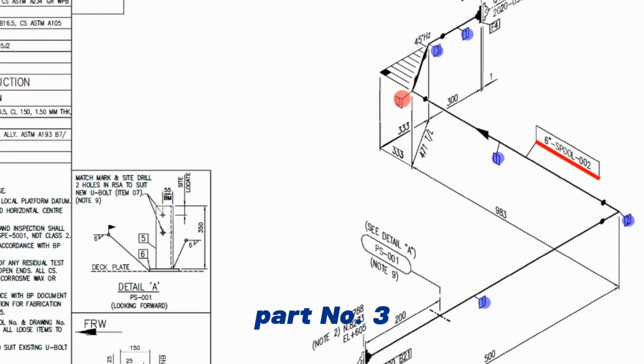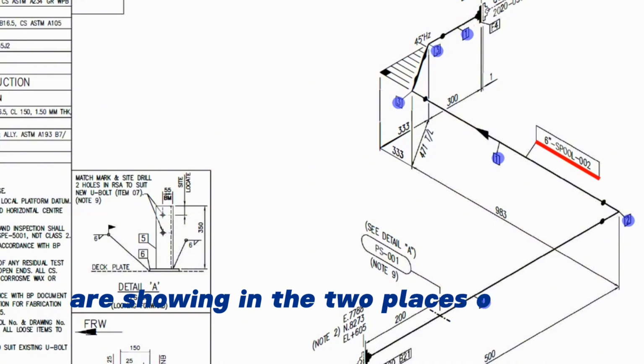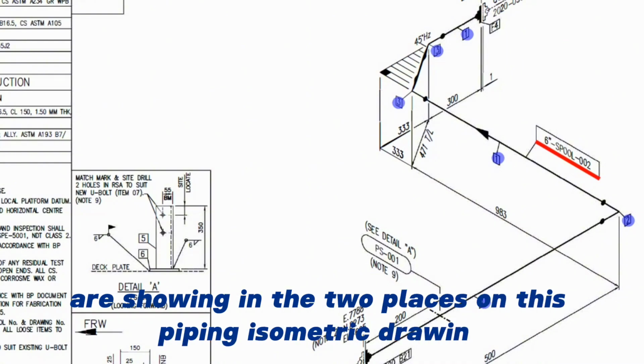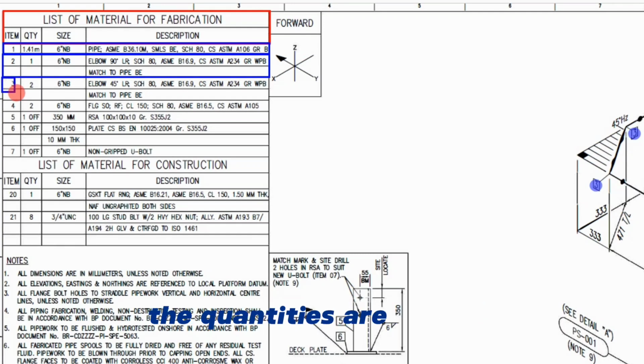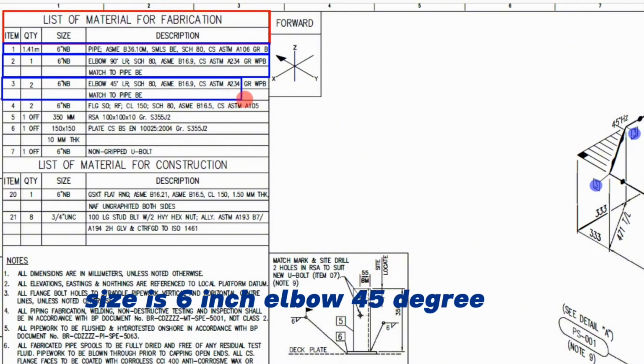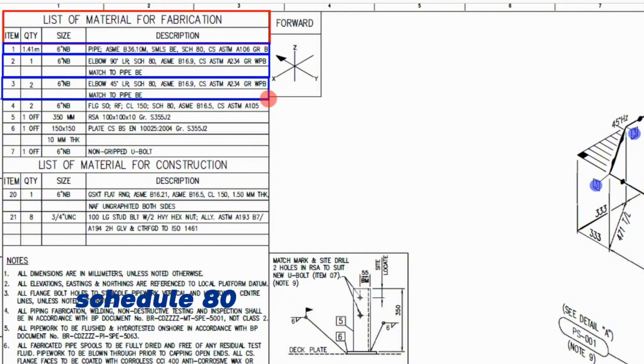Part number 3 is showing in two places on this piping isometric drawing. Let's look at the material list, bill of material. Part number 3, the quantity is 2 off, size is 6-inch, elbow 45 degree, long radius, Schedule 80, ASME B16.9, carbon steel material, ASTM A234.